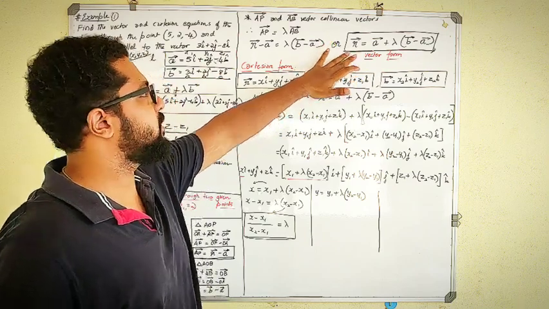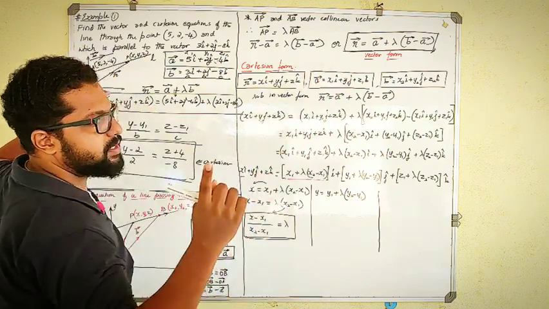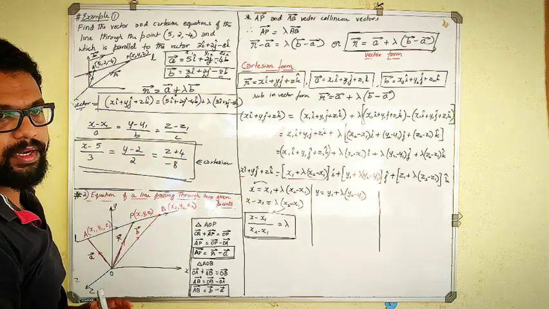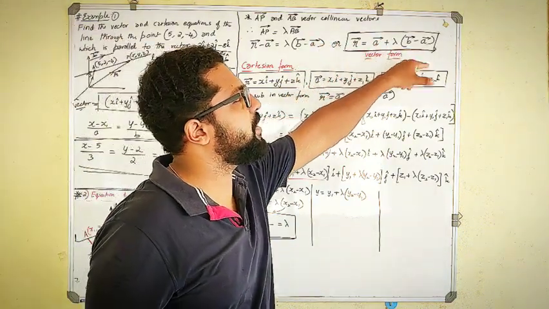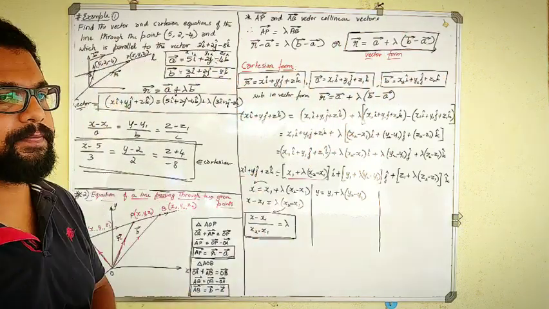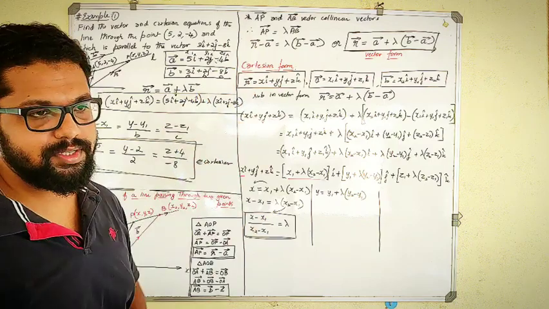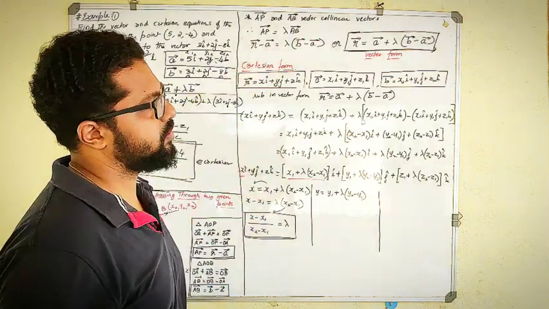Clear? You can see the difference between this equation and this equation. When it is passing through only one point, it is simply A vector plus lambda into B vector. And when it is passing through two points, it is A vector plus lambda into B minus A vector. That's the difference. The best way to remember these formulas is comparing the derivations with each other. Okay? So we are done with the vector form of this derivation.